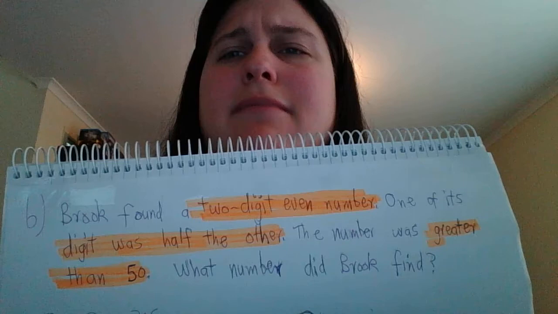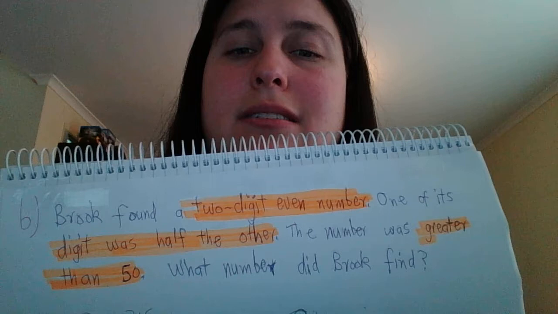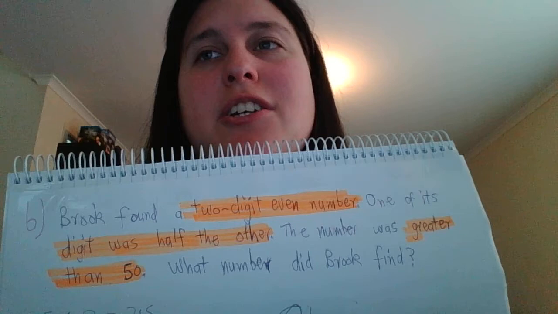One of its digits was half the other. So one of its digits is half the value of the other digit. Okay, I'll highlight that. It seems a bit tricky. The number was greater than 50. Okay, so the number's over 50. Cool. Highlight. What number did she find? That part we're working out now.